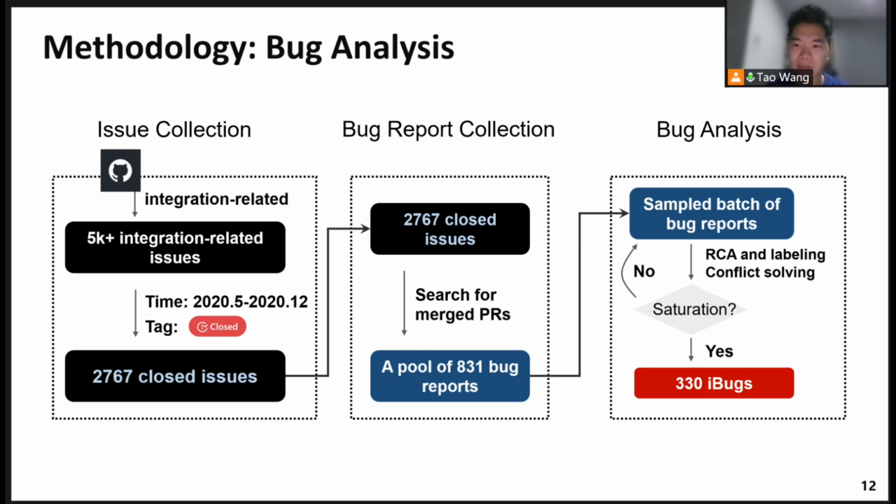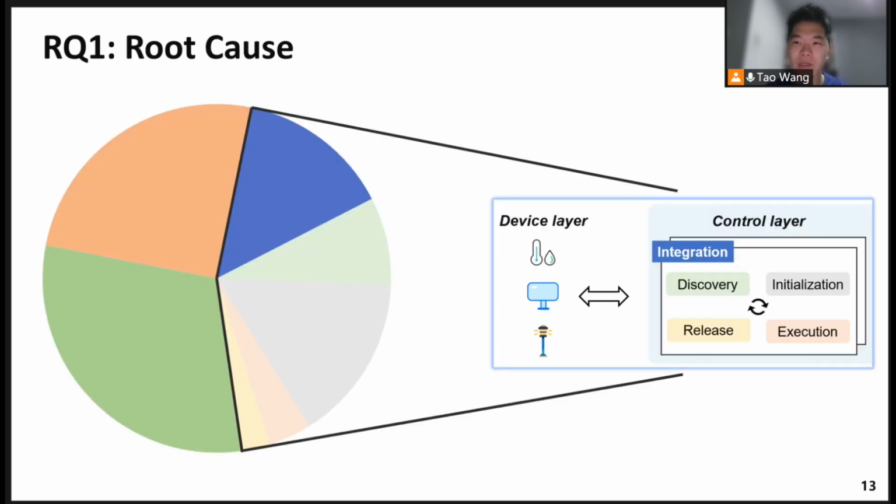Next, we iteratively sampled batches of bug reports and did root cause analysis on them. We did labeling and resolved conflicts in each iteration until we reached the state of saturation where no new labels appeared. We summarized 23 atomic categories of root causes and divided them into 7 aspects based on the device life cycle model we proposed before.